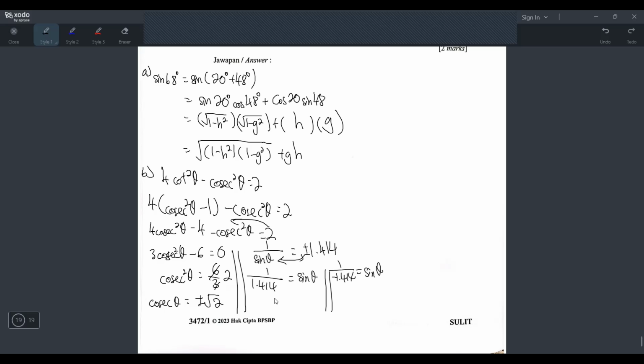So sine theta equals to something here, and then sine theta equals to something here. All right, let's press and see what I get. 1 divided 1.414. Okay, I get 0.7072.